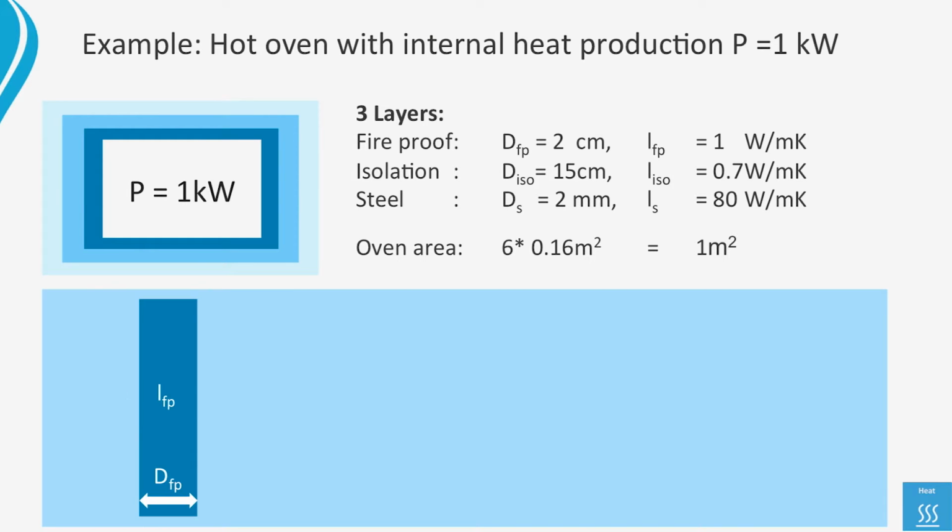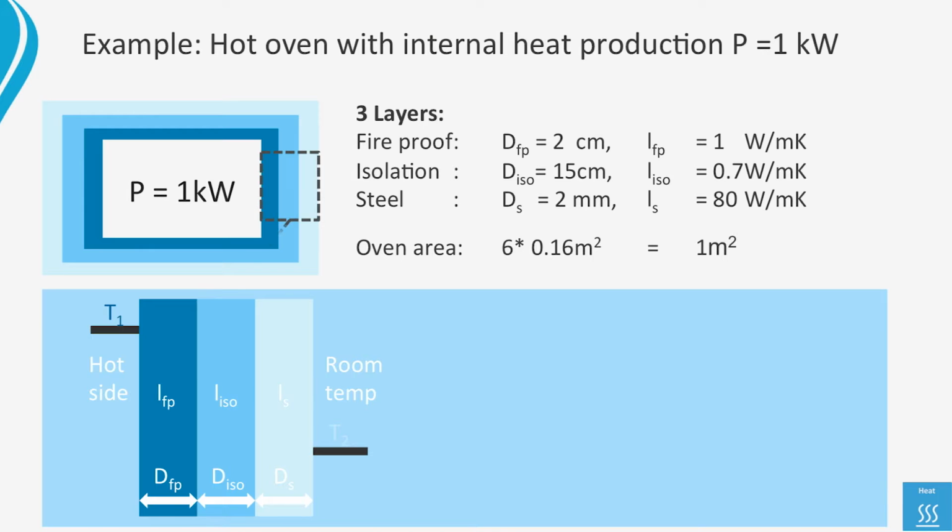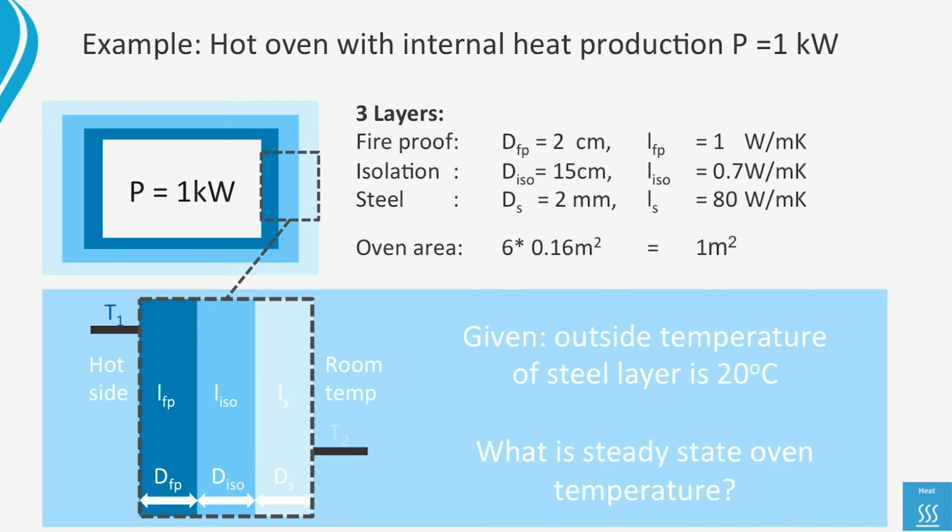Schematically, we can draw the process as follows. On the inside of the oven it is hot. On the outside is room temperature. Aha! A driving force, and thus we expect a heat flow. The question we would like to answer is, what is the steady state temperature inside the oven if the outside is at 20 degrees Celsius?